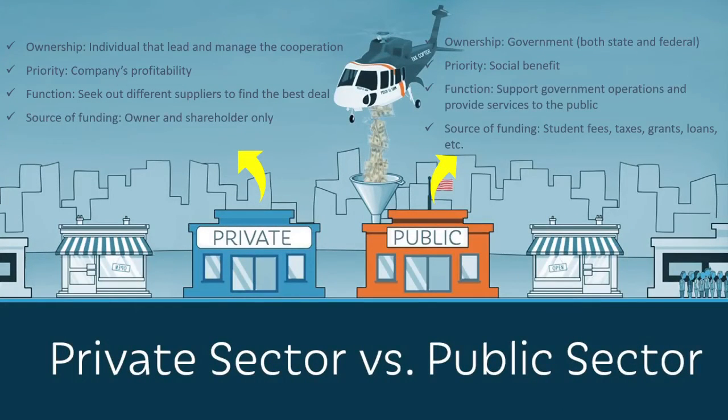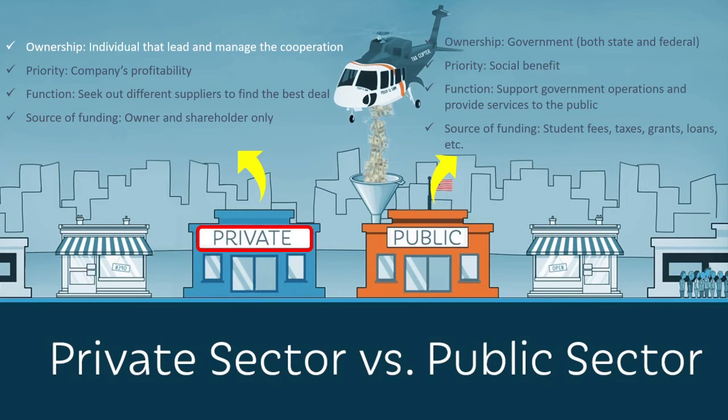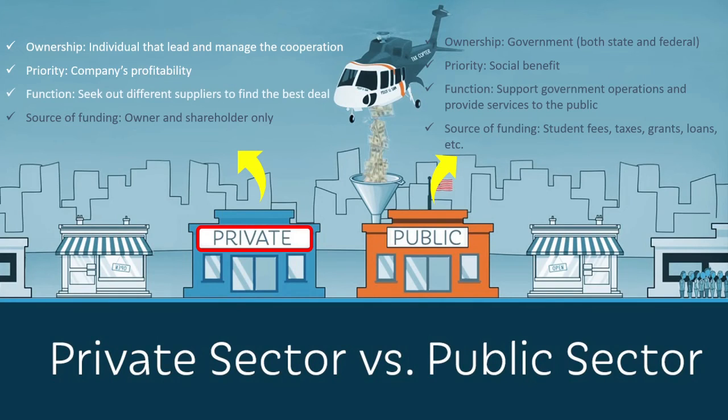So here is a diagram to differentiate both of these sectors. There are similarities between these two sectors, which are designed to acquire goods and services, but both of them work with different concepts. So let's see the private procurement first. The ownership of the private sector is an individual that leads and manages the corporation. The private sector is priority focused on being profit-centric, which is also known as company profitability. The function of this management is to stake out different suppliers to work under a streamlined process, which can help to minimize the cost of the raw material.